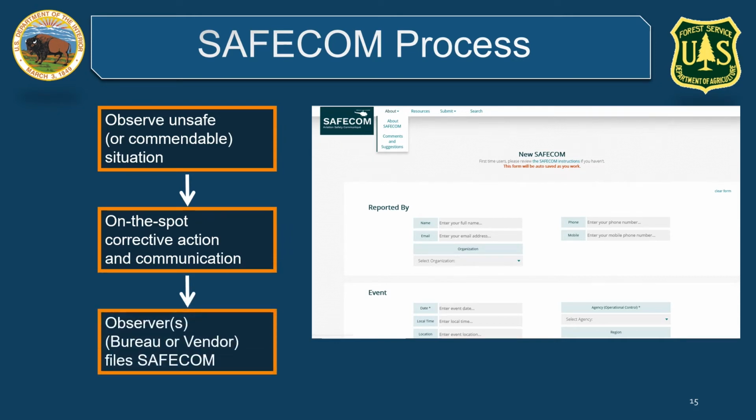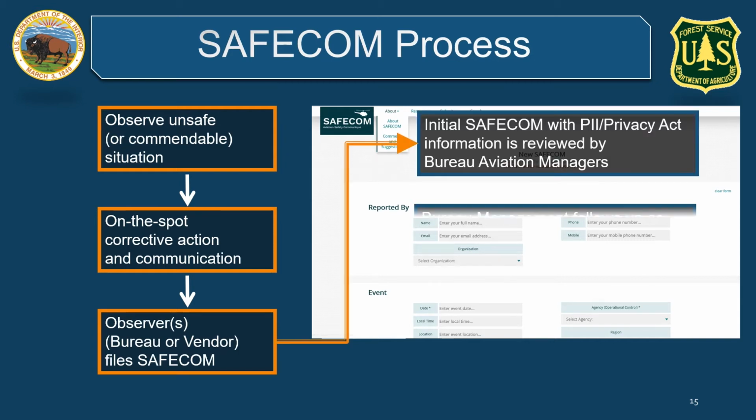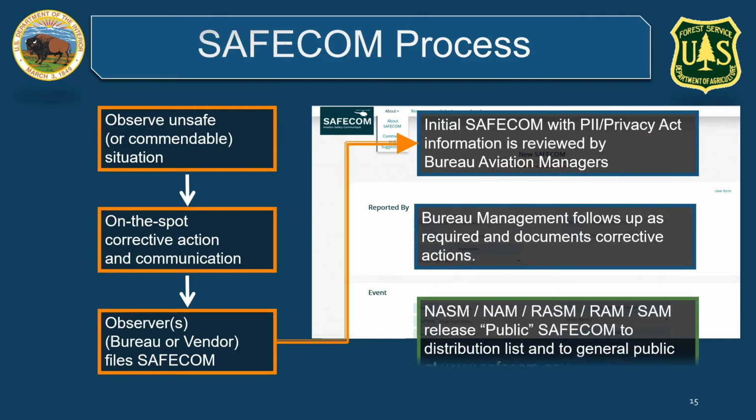First of all, you observe an unsafe or a commendable situation. You perform the on-spot corrective action, remove the hazard, and then you file the SAFECOM. The initial SAFECOM with any PII, or anything that's personally identifiable information, is reviewed by Bureau Aviation Managers, and that's removed from the public version of the SAFECOM.